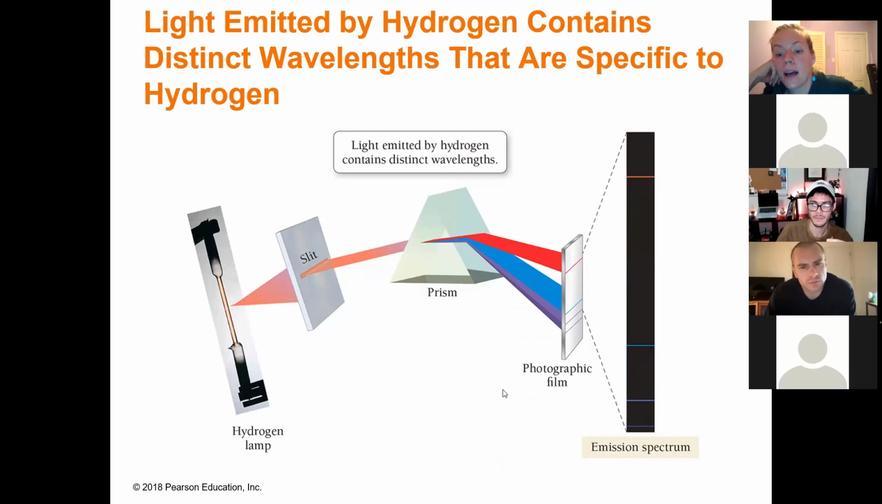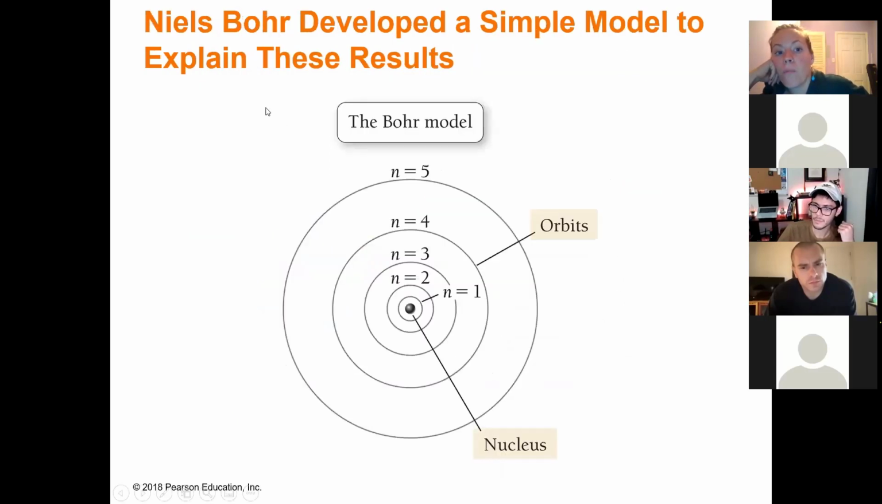Now, why do we get these colors at specific points? Well, Bohr developed a really simple model to explain what was happening. He came up with this quote unquote solar system model, or this model of orbits for electrons. And it is important that you know it's orbits, because the quantum mechanical model has something called orbitals, with an AL, and they mean something different.